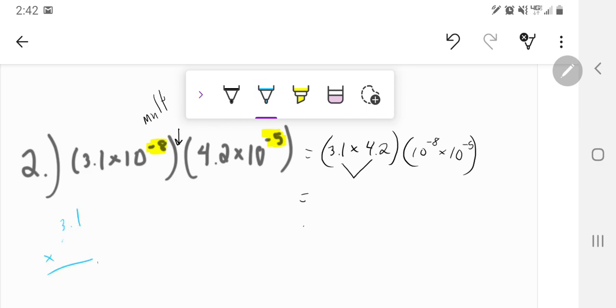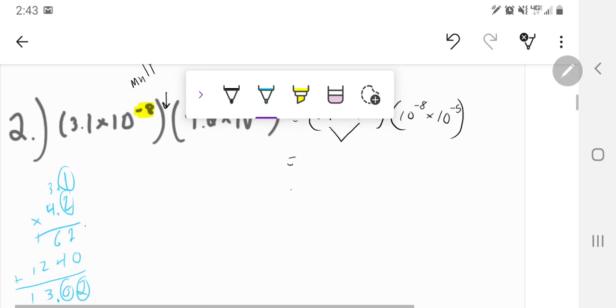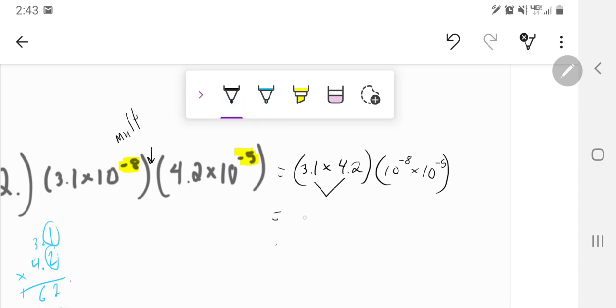3.1 times 4.2. First I go through with the 2. I get 2, 6, give me some more space, 0, now I go through with the 4, that's going to be 4 and 12. Alright, now I have to add those up, 2, 10, carry, okay, I got 1302. I count my decimals in my original answer, and I put that many decimal places in my answer. There we go. So this comes to 13.02, and we still have the powers over here.